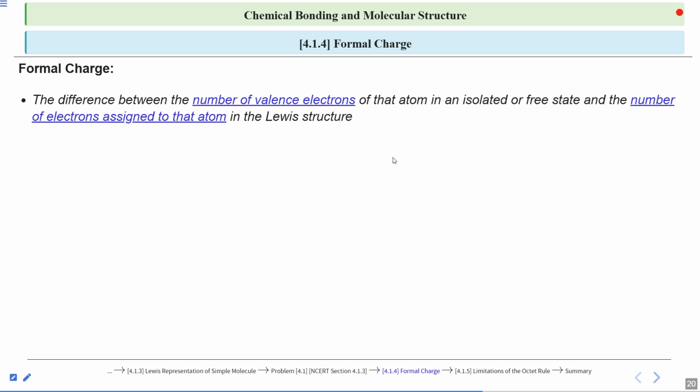Let us try to understand this with the help of the formula. What it is saying here is that you take the total number of valence electrons, then you take the number of electrons assigned to it in the Lewis structure.